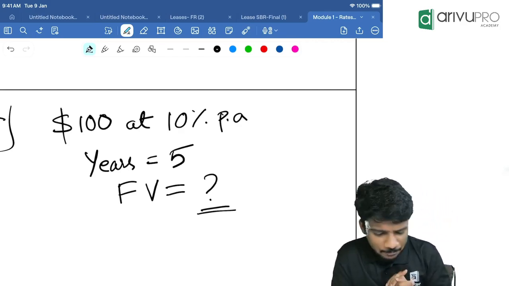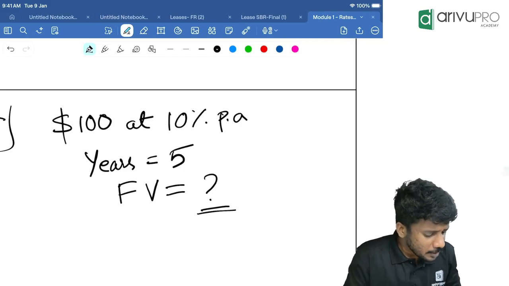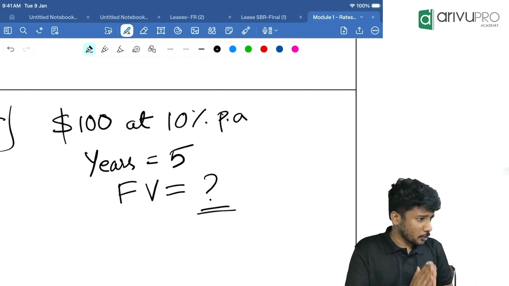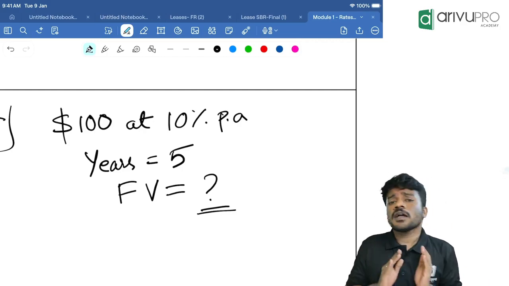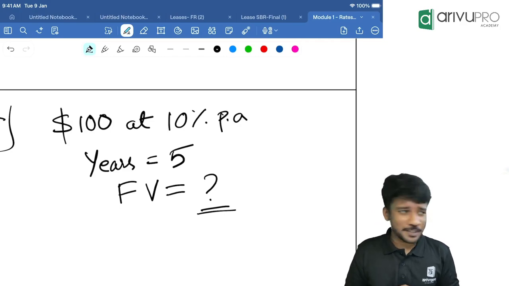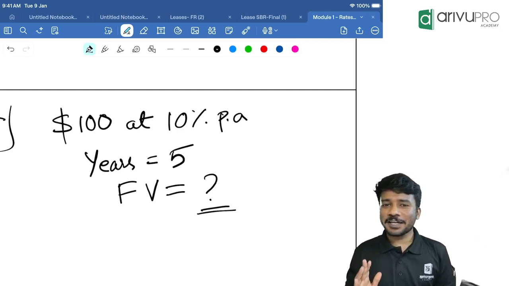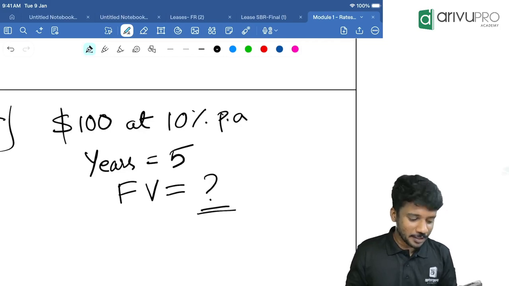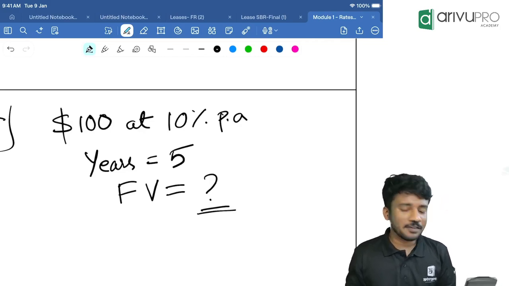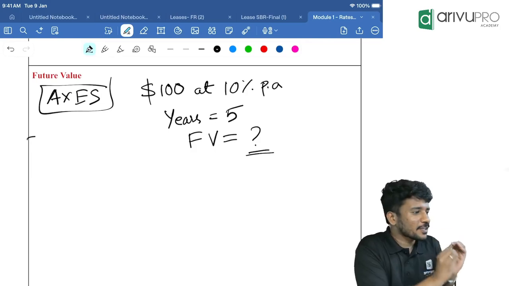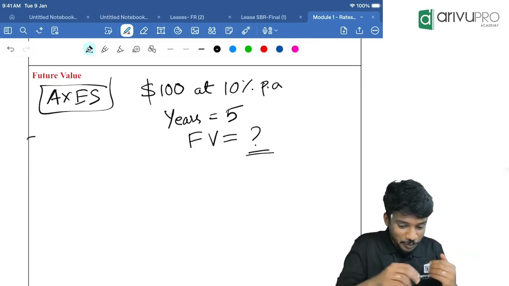Then finally there is another button called PMT. I will talk about it later, tomorrow we will discuss PMT. Then the future value button is also there. Now, what do you think? What are these buttons? N means number of years, sure. Then I/Y means interest per year. PV is present value. Then FV is future value. Now, how will we use the calculator without using formulas? That is something I am going to show you.